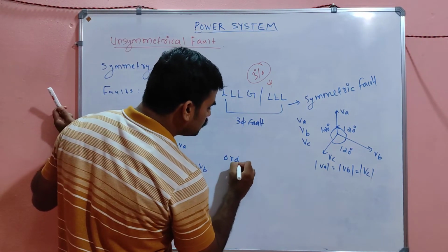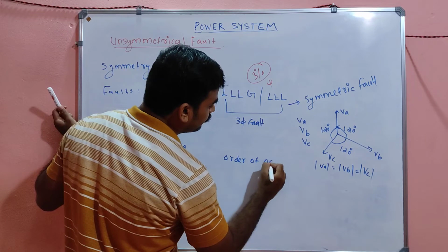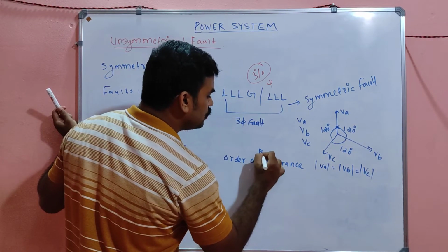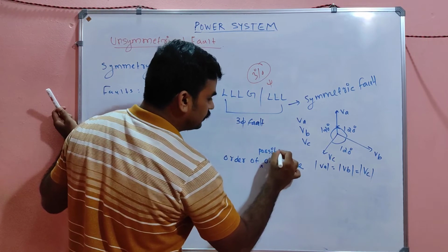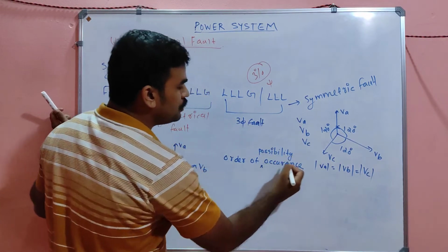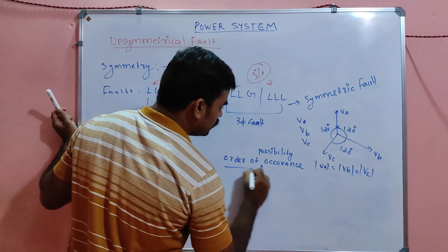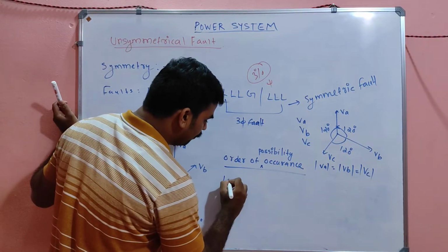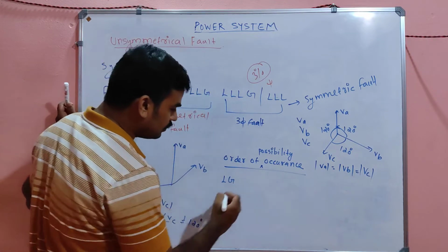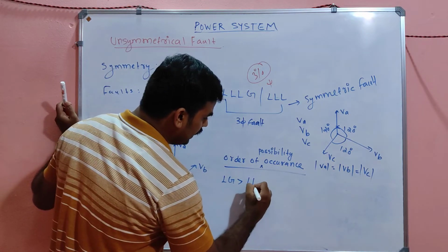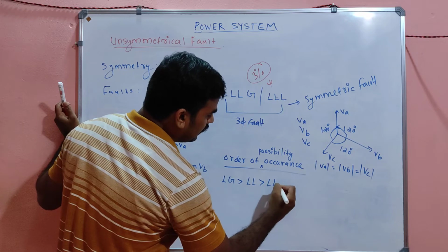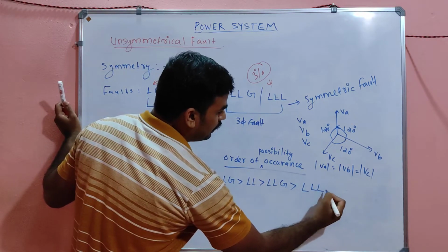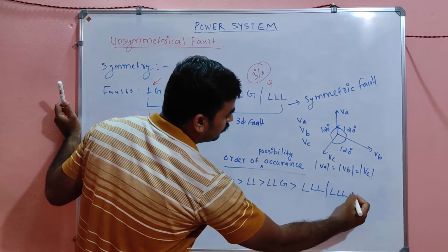what is the order of occurrence of fault, or order of possibility of occurrence? That is the correct word, my dear. Possibility of occurrence of fault. So the order of possibility of occurrence: most possible is line to ground fault, and after that line to line, after that double line to ground, and after that triple line or triple line to ground fault.